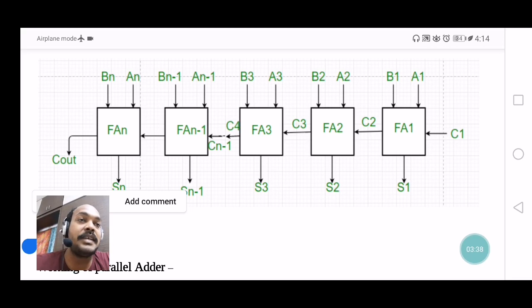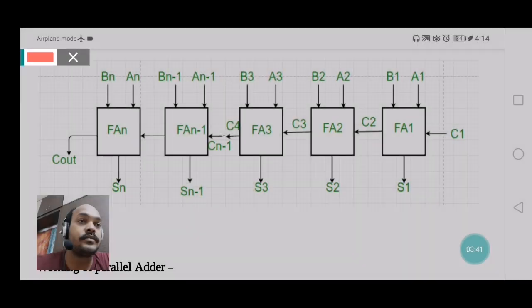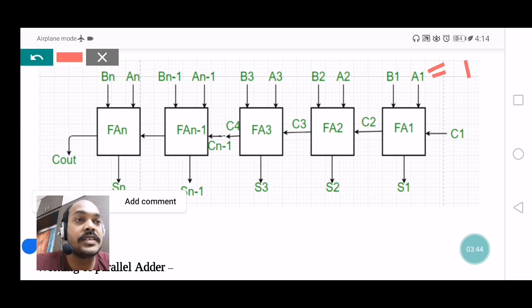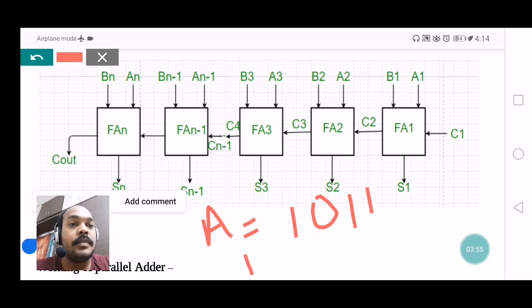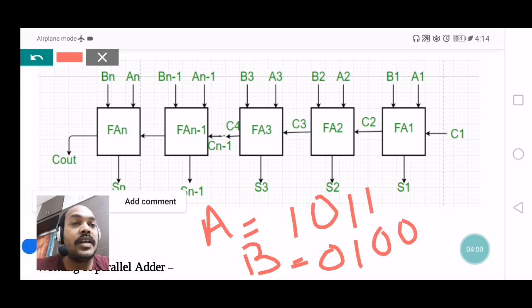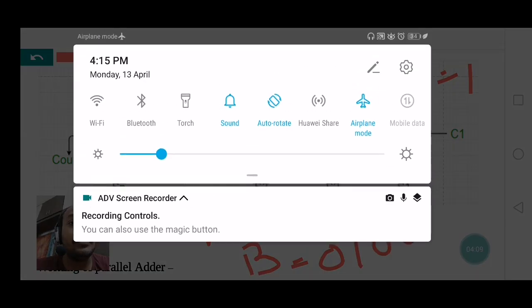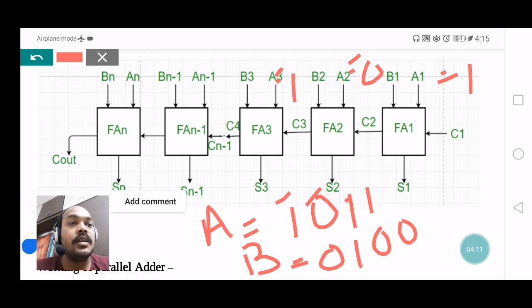Now we are going to discuss the working principle of this adder, which can be explained by considering an example. I am considering A1 as 1 and B1 as 0. My A input is 1 0 1 1 and my B input is 0 1 0 0. So my A0 is 1, my A1 is 1, A2 is 0, A3 is 1, and let us assume this is A4, which is also 1.